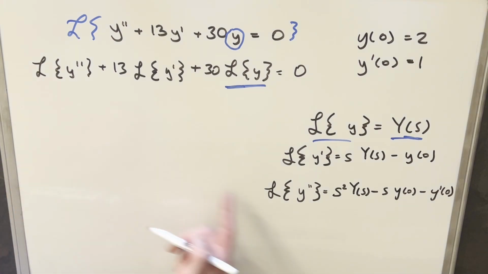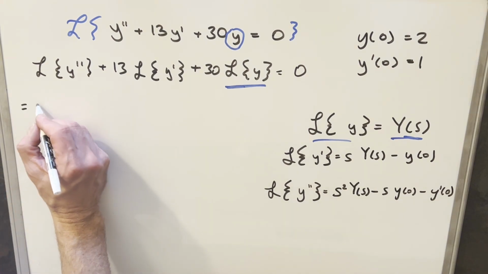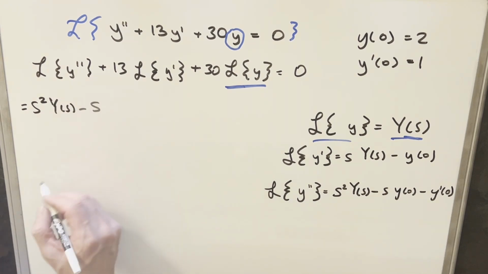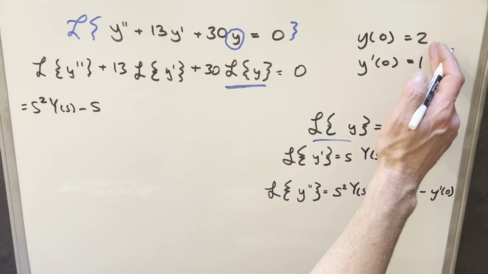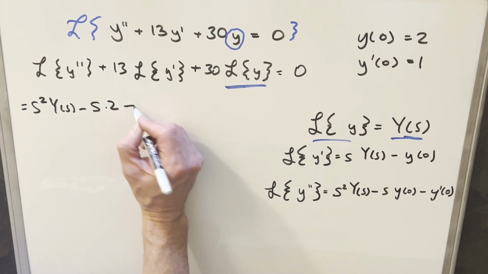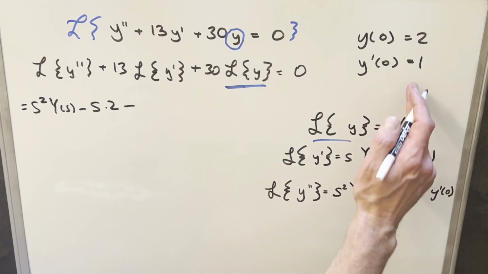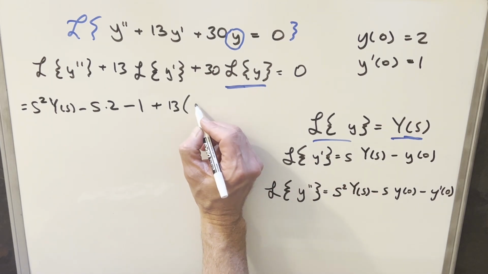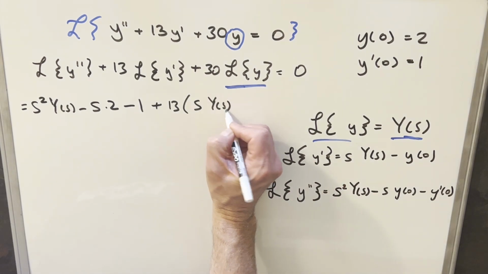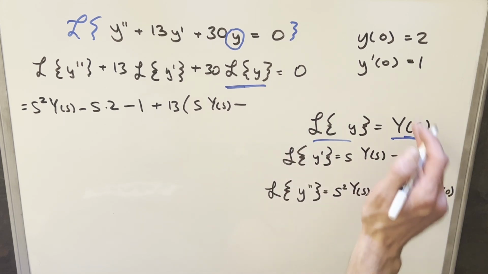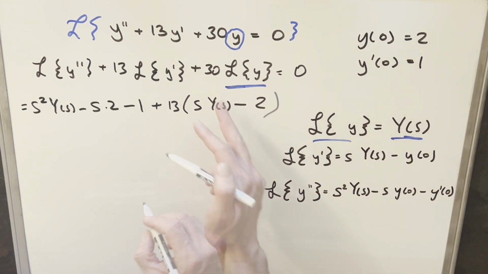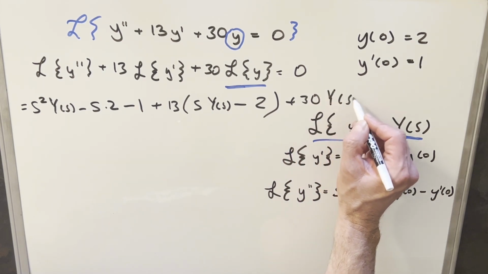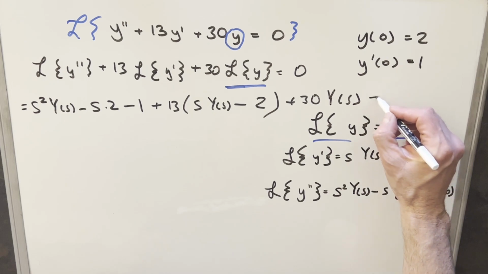So for Laplace of the second derivative, we've got this formula here, so we'll write this as s squared big Y of s minus s times y at 0, but that's just 2, so I'll write that in there. And then minus y prime at 0, but that's just 1. And then we're going to have 13 times this stuff here, so we'll have s big Y of s. And then again, our y at 0 is going to be just 2. And this last piece is just going to be 30 big Y of s. Sorry, kind of running out of space. And this is all going to be equal to 0.